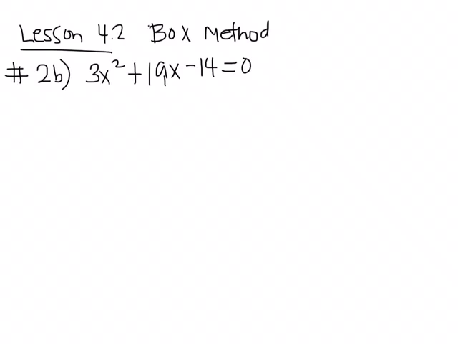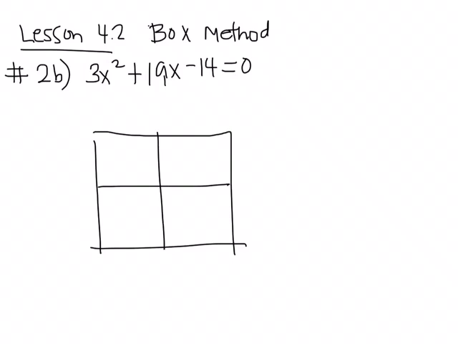So with lesson 4.2, I'm going to show you how to factor using the box method. I'm going to do 2b, 3x squared plus 19x minus 14. We're going to start by creating a 2 by 2 box. And we always want to put your ax squared in your top left corner, and then the c value, which is your constant, in your bottom right corner.